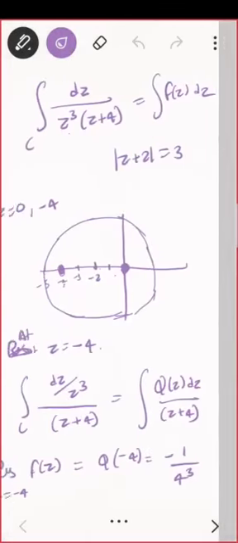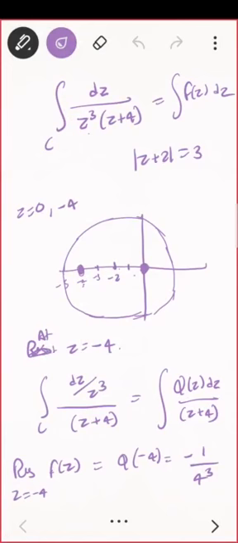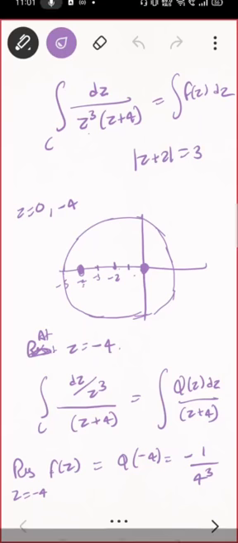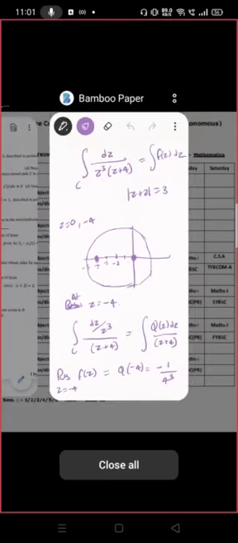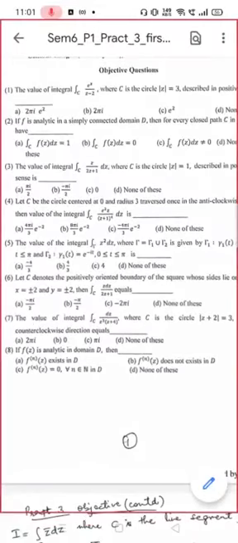I'm just calculating why residue is helpful for me here. Because here do you see z cube is there and z plus 4, so this is not a simple pole. If it was a simple pole at z equal to 0, then it was quite easy, correct? So which option? Option number B, na? Option B, yes.